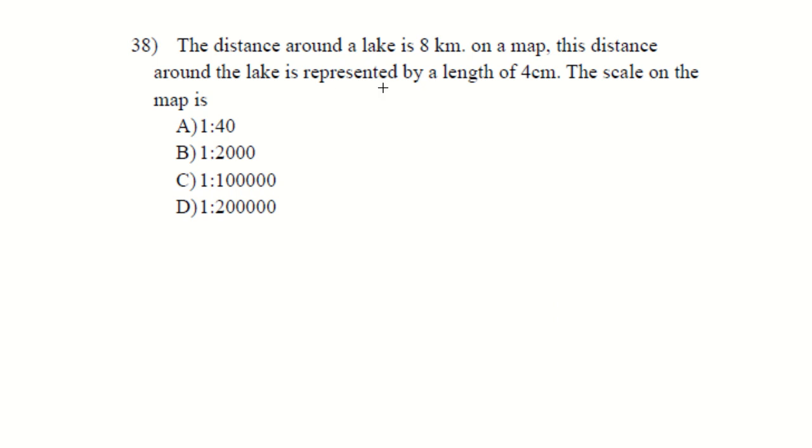Number 38: the distance around a lake is 8 kilometers on a map. This distance around a lake is represented by 4 centimeters. So they're telling you 4 centimeters is equal to 8 kilometers. The scale on the map is... So first off, before we even compare, we always have to make sure they are of the same unit.